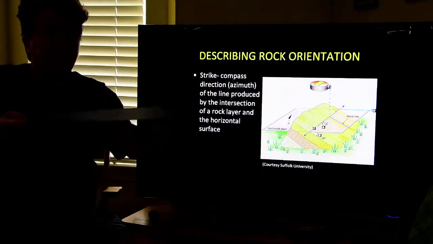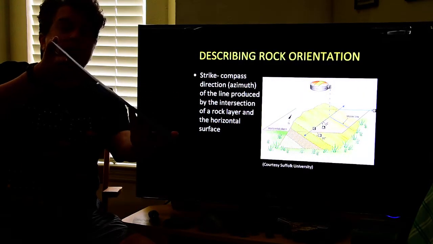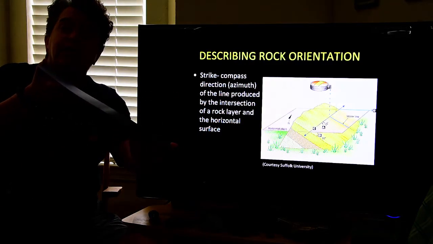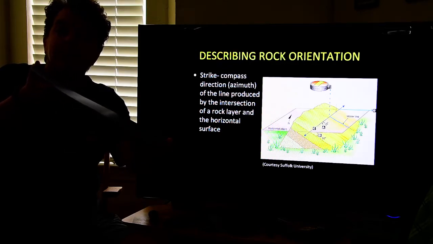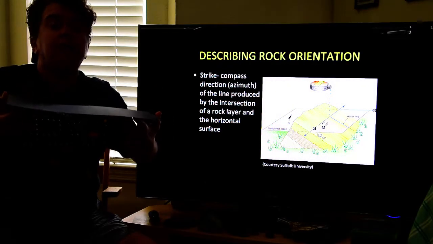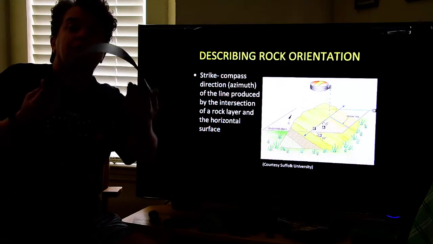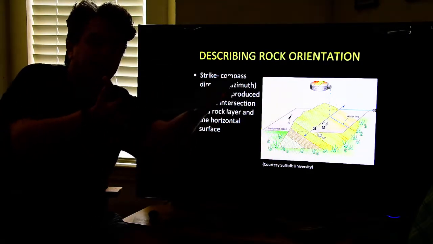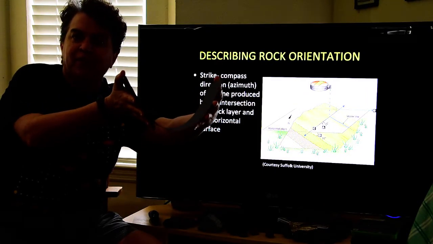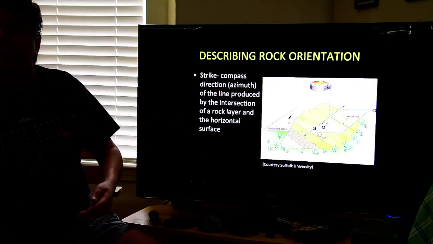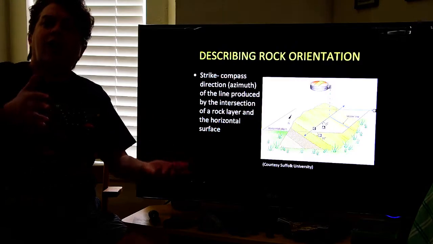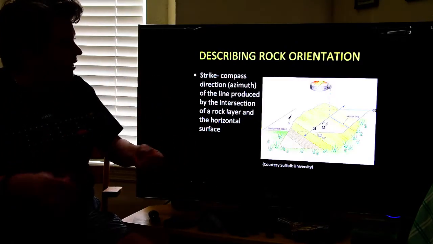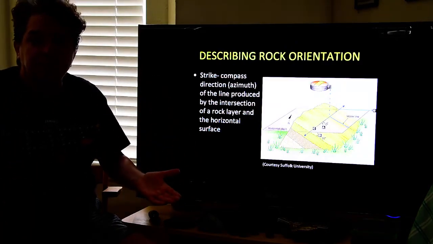For example, if your rocks are tilted this way, it might make landslides more likely to happen in one place than another. Or if we're looking for oil, rocks that are bent like this are a great place to look for oil. Rocks that are bent like this are a terrible place to look. So we want to be able to describe how these rocks are oriented in 3 dimensions.